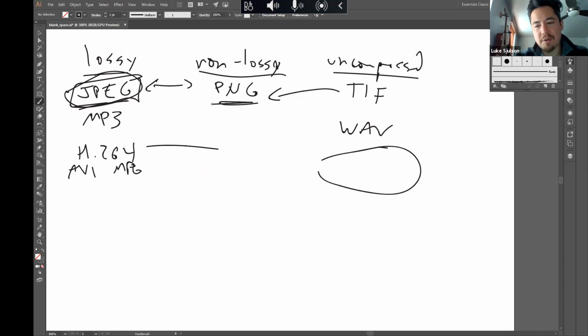Whereas PNG uses some sort of more zip-type algorithm. But it's about how well you can compress it.